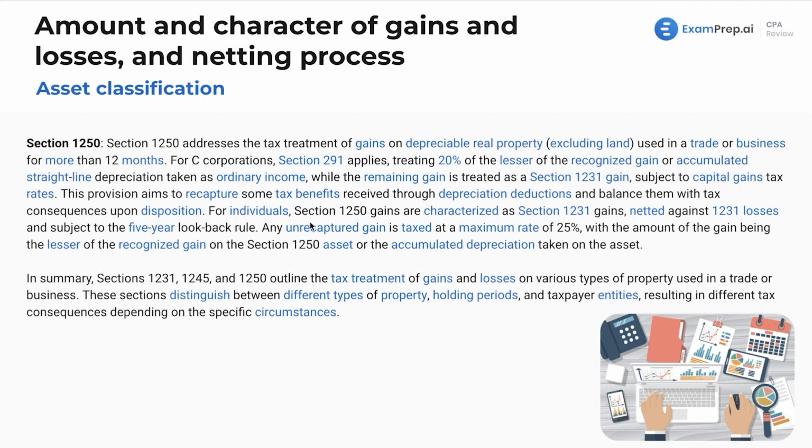For individuals, Section 1250 gains are characterized as Section 1231 gains, netted against 1231 losses, and subject to that 5-year look-back rule. Any unrecaptured gain is taxed at the maximum rate of 25%, with the amount of the gain being the lesser of the recognized gain on the Section 1250 asset or the accumulated depreciation taken on the asset.